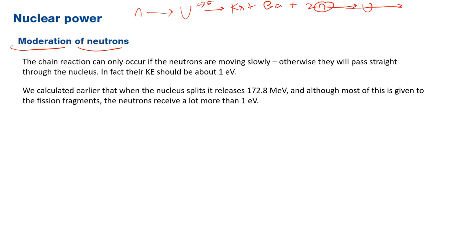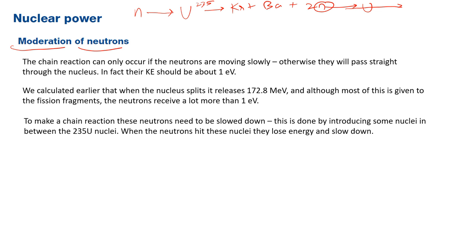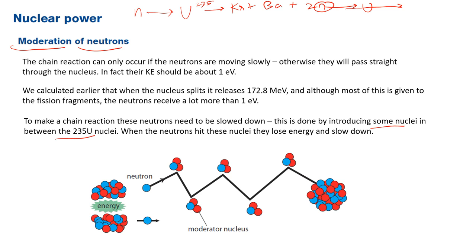All right, so this is right. To make a chain reaction, these neutrons need to be slowed down, and this is done by introducing some nuclei in between the uranium nuclei. So how do we do that? So this is the process.